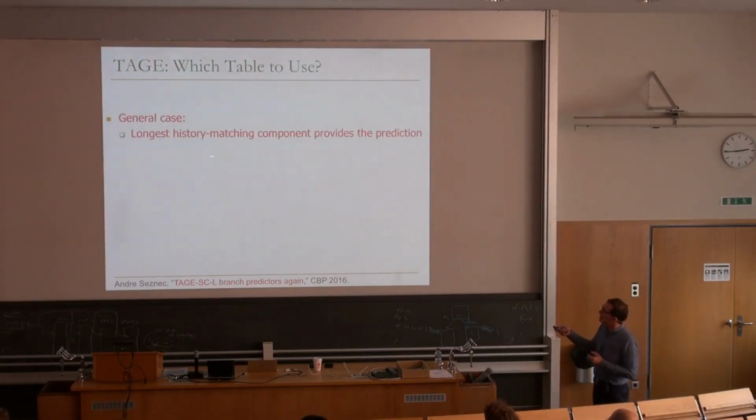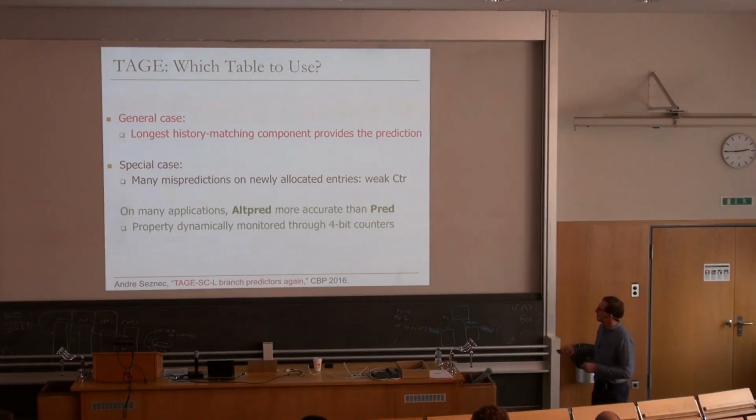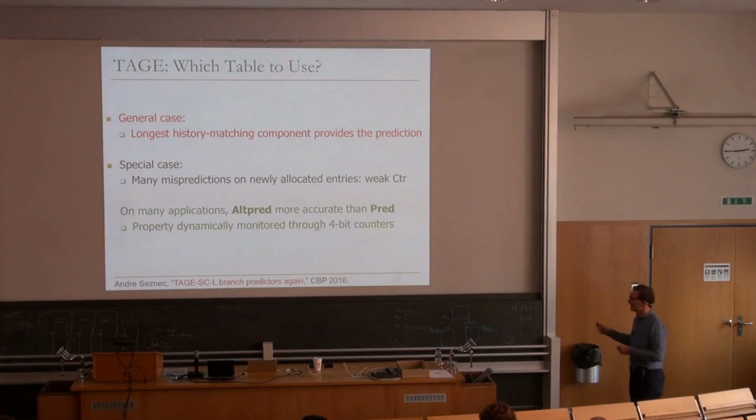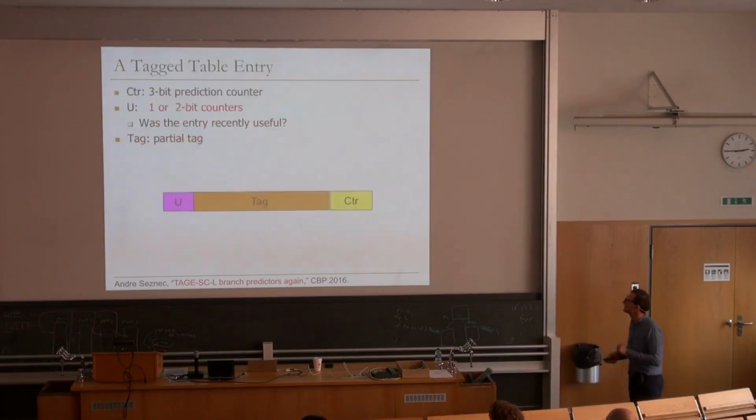In the general case, the longest history matching component provides a prediction. Special case, many mispredictions on newly allocated entries. So you have weak counters. So on many applications, they found out that this alternative prediction is more accurate than the predictor, the prediction. And they actually dynamically monitor this property through 4-bit counters. You can read the details here. So basically, they try to figure out which predictor is doing well. Now that's where the black magic comes in somehow, right?